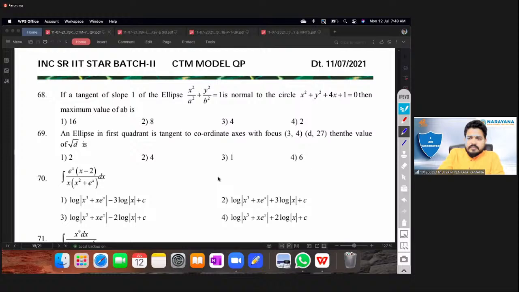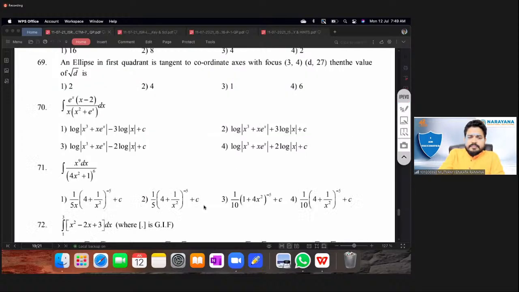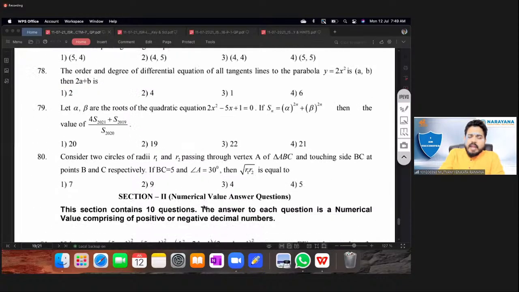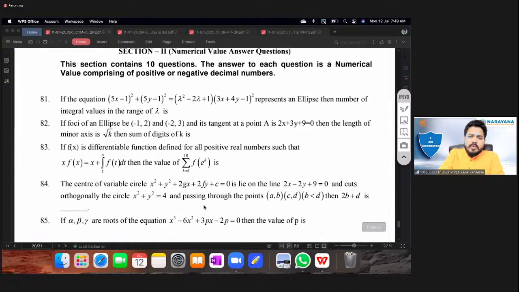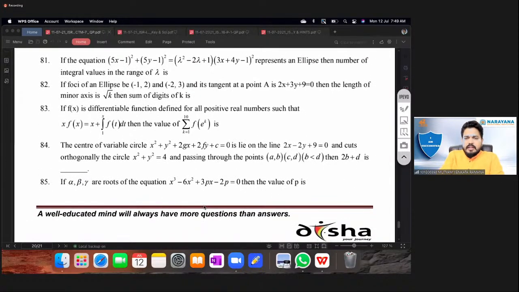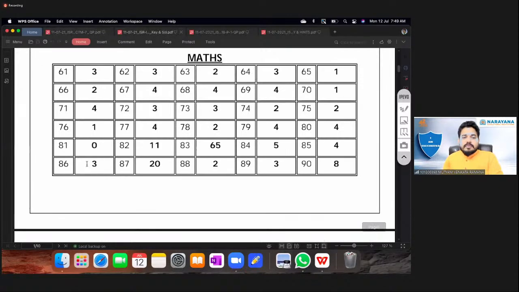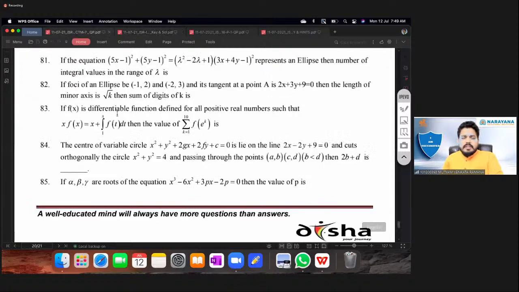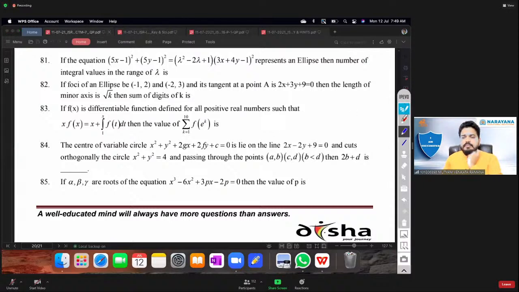81. Have you checked again from your side one more round? Okay. Yeah, sir. Okay, 81. What is the answer you got and what is this? Lambda belongs to open 0, comma 2, sir, and minus 1 extracted from that. What is the answer you got? Lambda belongs to 0, comma 2, minus 1. The number of integral values of lambda. Yes, sir.